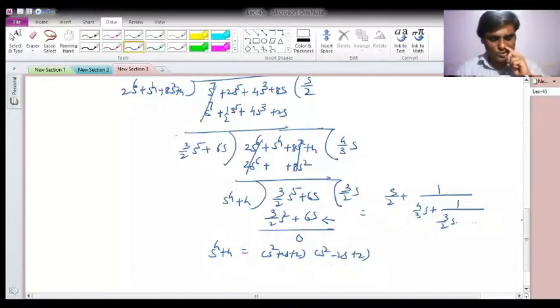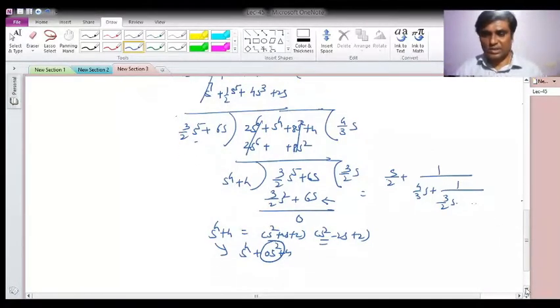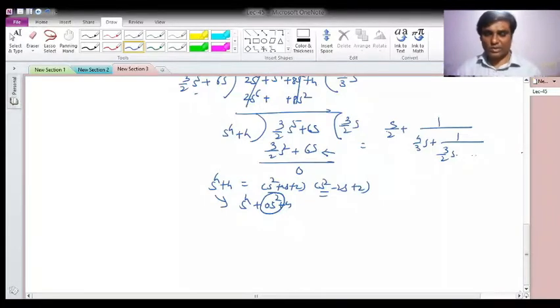Okay, so this can be factored, and you can see that there is a missing term, that is s raised to 4 plus 0 s square plus 4. So this is a missing term, so ultimately the poles will lie on the right hand side of the s plane. Here also the missing term is there, that's why the roots will lie on the right hand side of the s plane, and hence this is not a Hurwitz polynomial. Okay, so we conclude that this is not a Hurwitz polynomial.